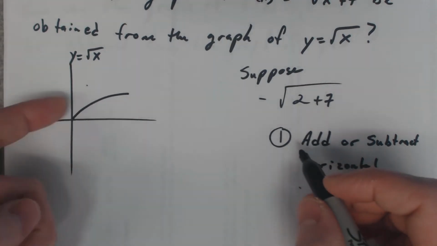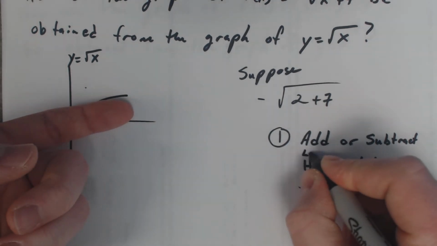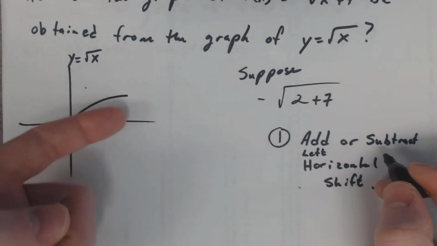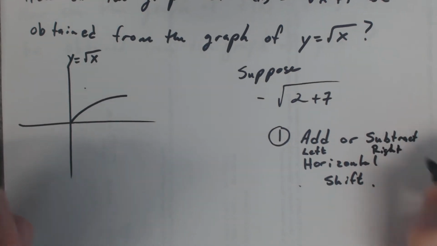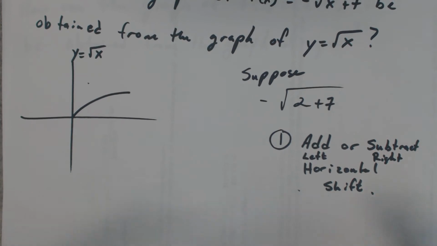And add, you would think would be to the right, but it's not. It's to the left. And if it's subtract, you would think would be to the left, but it's not. It's to the right. It's opposite what you think it would do. And what's happening is it's compensating for adding or subtracting to get to this graph here. That's kind of the idea behind it.